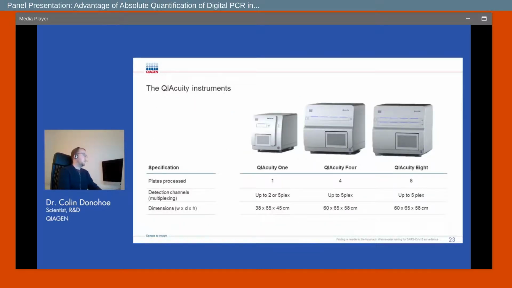Of course, in order to use the Kai Acuity Nanoplates, you need Kai Acuity Instruments. And here I'd like to talk about the 4 instruments that we have available. We have a single plate instrument called the Kai Acuity 1, which comes in 2 configurations. There's the 2-channel instrument or the 5-channel instrument. Next to that, we have 2 higher throughput instruments called the Kai Acuity 4 and the Kai Acuity 8, which can process 4 or 8 plates respectively in parallel. And both of those instruments come only in one configuration with respect to multiplexing, and that's the 5-channel system.